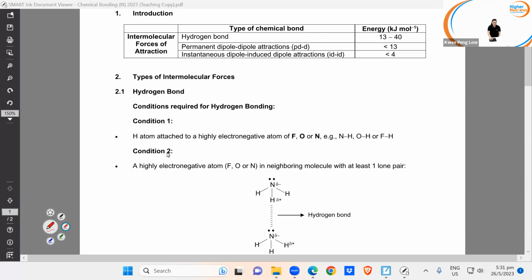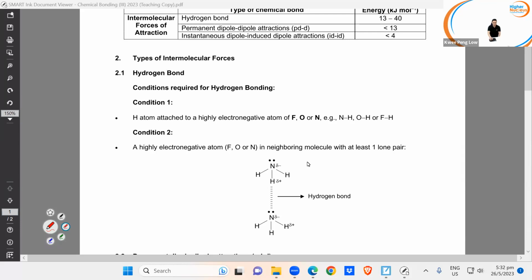Now, condition number two must be seen on the second molecule. On the second molecule, one of the atoms must be an F, O, or N. Now, F by default has three lone pairs, O has two, and N has one. So you need to have either one of these three elements present for them to have their lone pair. So hydrogen bond will look something like this.